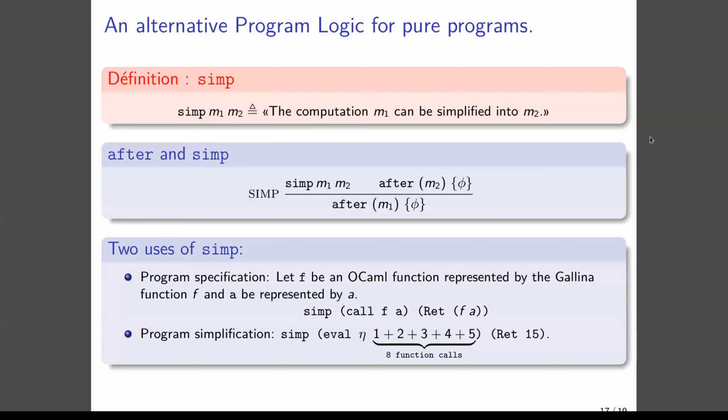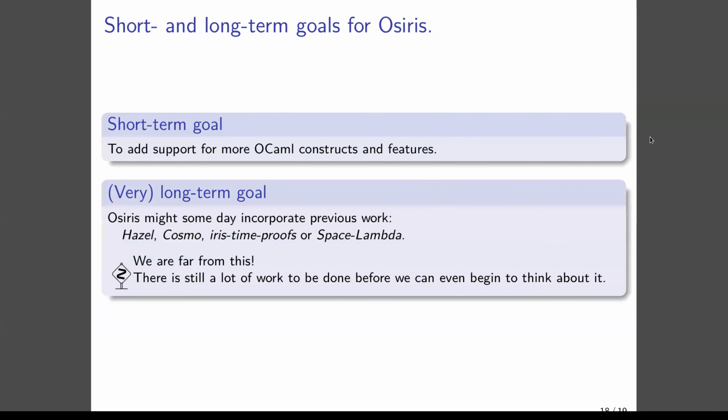So we use simp automatically in the proof assistant, and there are a lot of lemmas to help us simplify this directly into the value 15. Simp can also be used for program specification, but I will not dwell on this possibility. Instead, I will describe the state of the project, and provide some short and long term goals for the project.